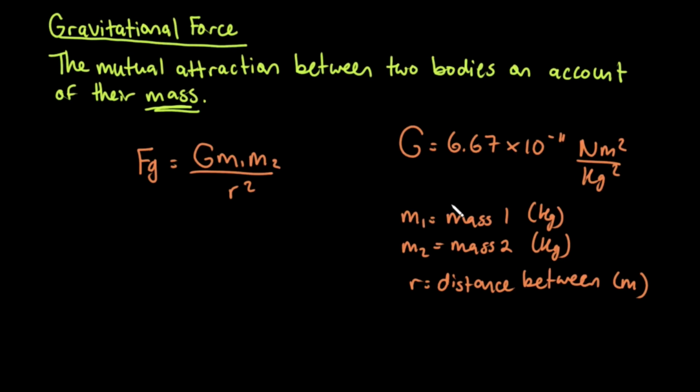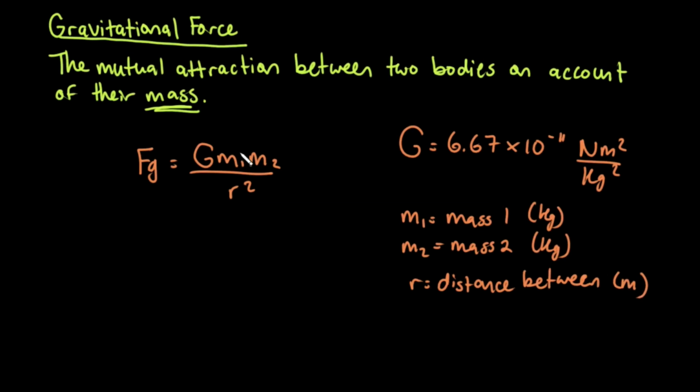M1 and M2, they're just the different masses. They're both measured in kilograms, and our r is the distance between the two of them, which is measured in meters. You'll have to be very careful about your units here. You can't use kilometers here. You have to convert that to meters first. So this is the basic formula that we use.